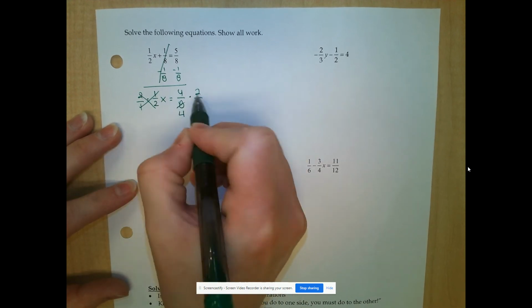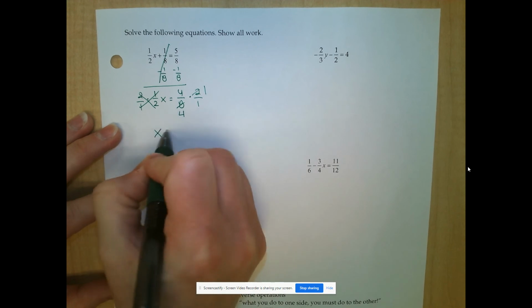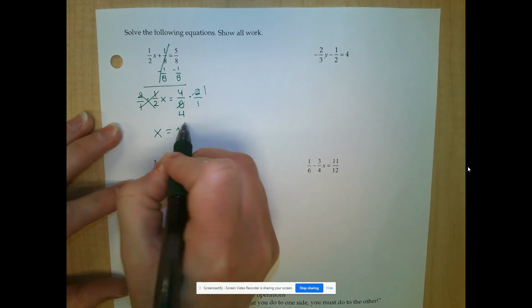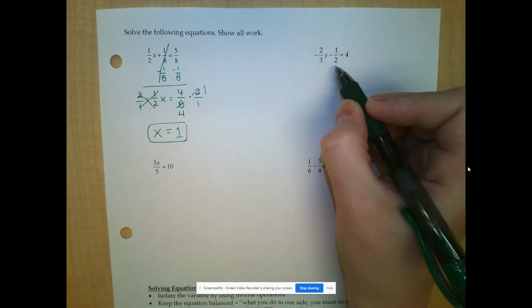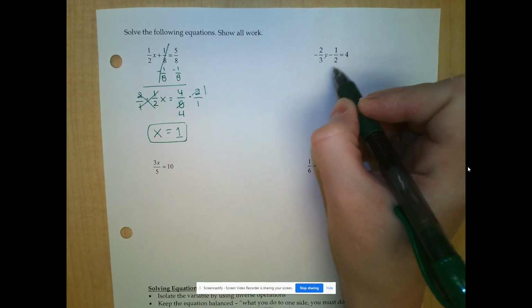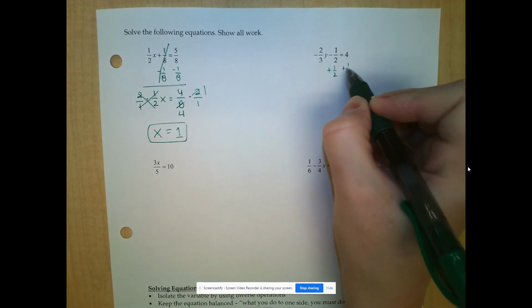8 divided by 2, 2 divided by 2. I'm going to get x equals 4 over 4, which is 1 whole. All right, how about this one? You have minus a half. So the inverse of subtracting half is going to be to add half to both sides.